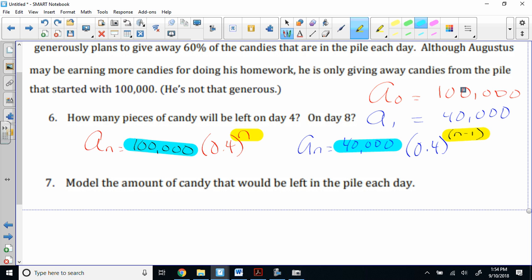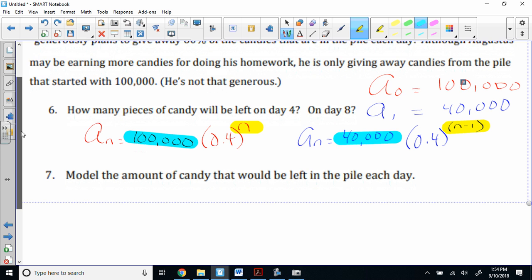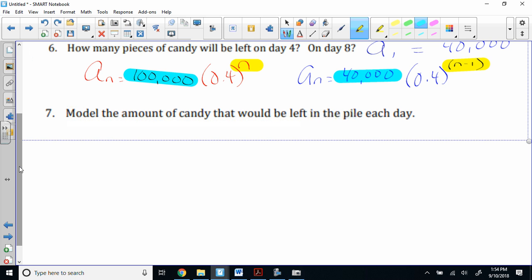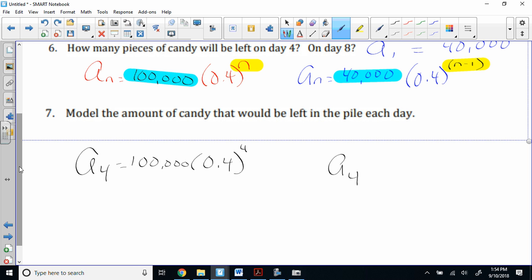Okay. Did you get the same thing? What'd you get? Listen, all you got to do is this, guys. Look. 100,000 times 0.4 raised to the fourth day, right? And then you got this, A sub 4, right? Equals. Hold up. Four minus 1, which is what?